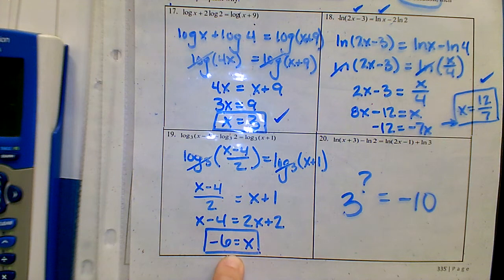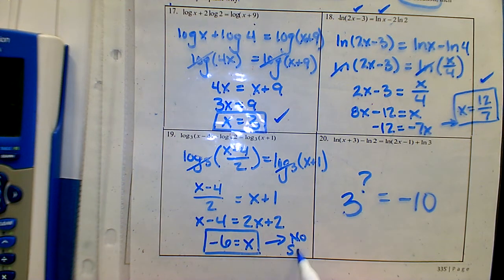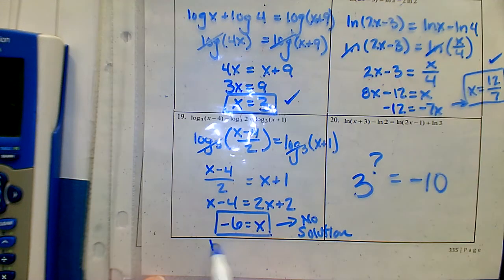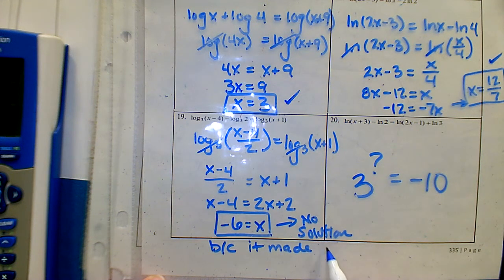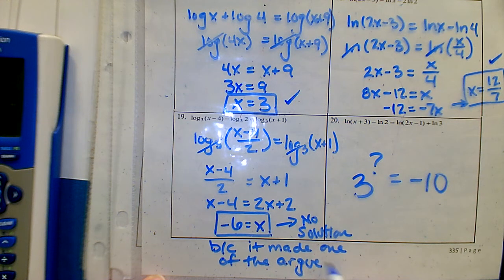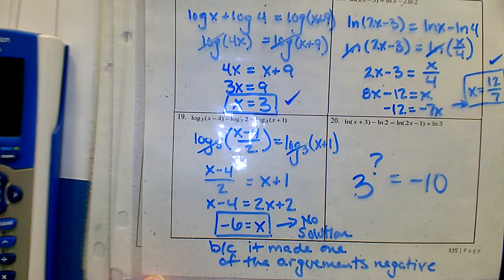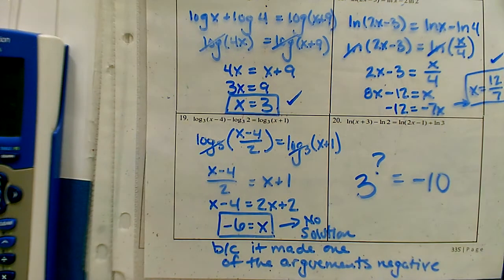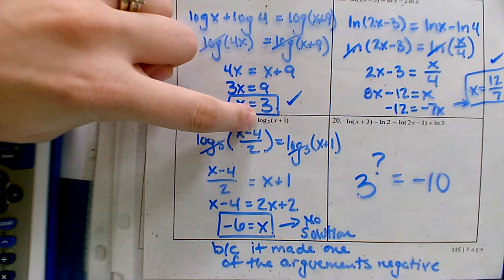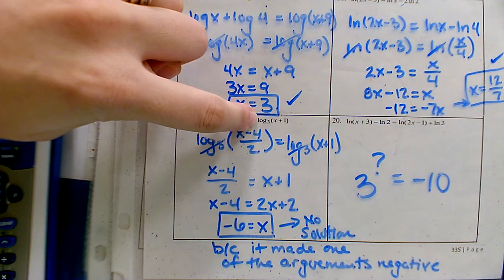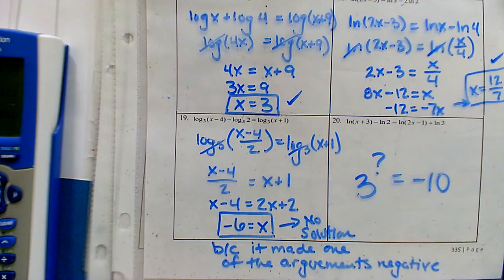And that means that this solution we found is actually not correct. So we'll go ahead and say that this is no solution because it made one of the arguments negative. Actually, if we plugged in negative 6 into the other log we have, wouldn't we get negative 5 for that argument? So it actually makes both of them negative.